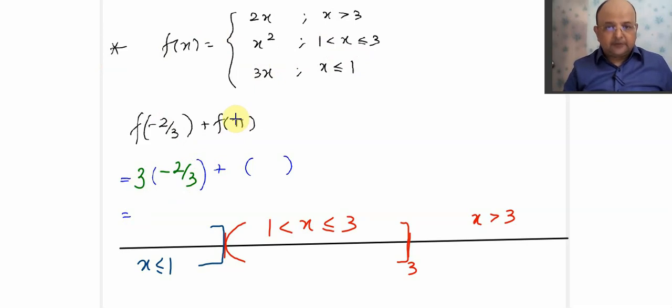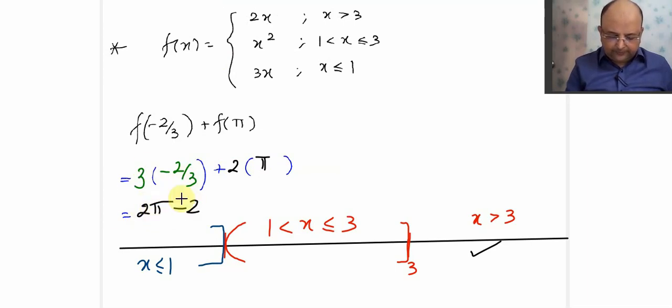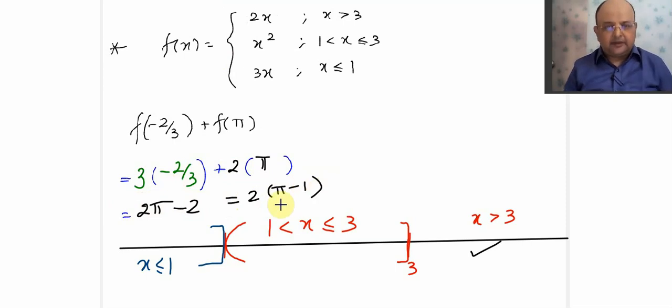What is pi? 3.14. Where does it fall? Here in the first, second or third region? You will say, sir, it lies in the third region. That is, we have to go for this definition. What is that? 2x. But what is your x? Pi. So what is your answer? 3 3 cancel. You are left with minus 2 plus 2 pi, or it is 2 into (pi minus 1). 2 into (pi minus 1).